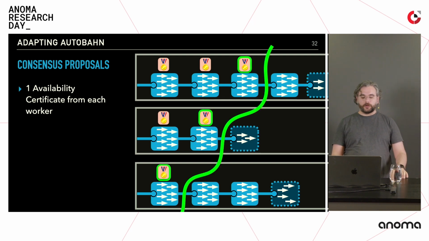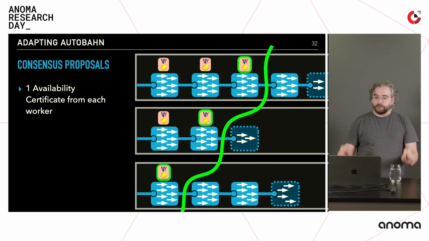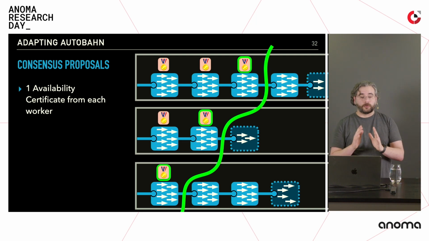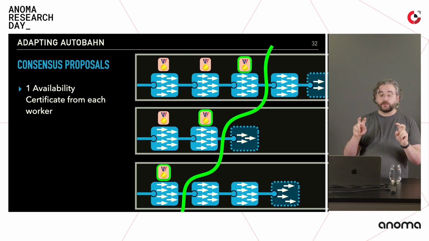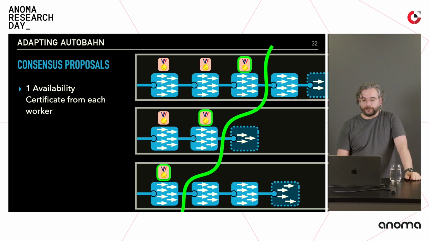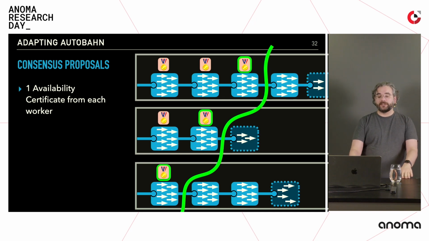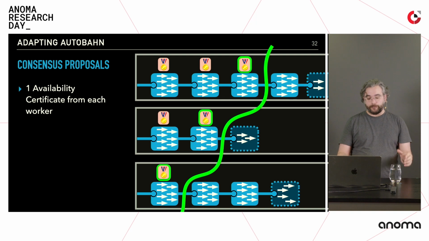So a consensus proposal should look like this: it's the most recent availability attestation from each worker. This means that the size of a consensus proposal is fixed. It's the number of validators times the size of an availability attestation, which gets us around the proposer bottleneck. It also means that anyone who sees the proposal can be sure that everything in it is available.